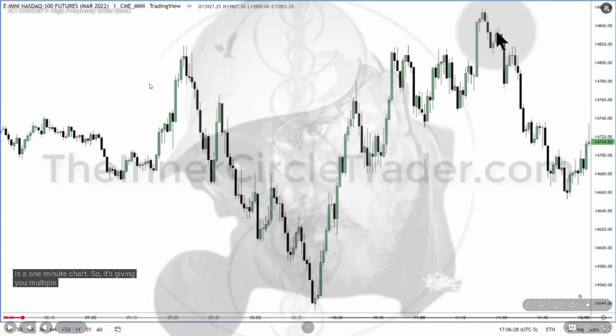Oh man. I guess I'll call them long wicks. Extended wicks. That's not a good classification for them either. That's what I was remembering. I wanted to find a way to enter on wicks.